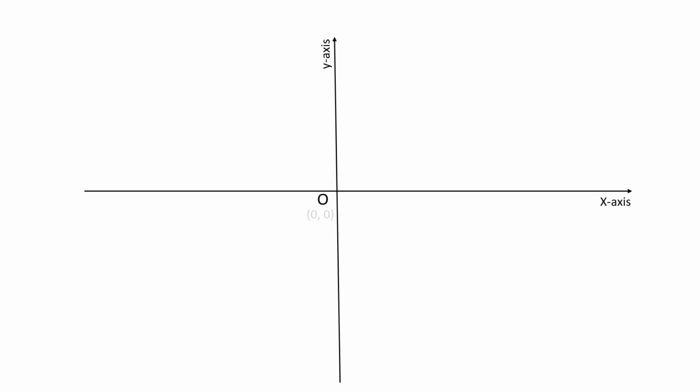We have this vertical line, which is the y-axis, and the horizontal line, which is the x-axis. The point at which these two lines meet is the origin, O, with the coordinates 0 and 0. Y increases as we move from the origin going upwards, hence it will be positive, and Y decreases as we move from the origin going downwards, hence it will be negative. X increases as we move from the origin going to the right, hence it will be positive, and X decreases as we move from the origin going to the left, hence it will be negative.